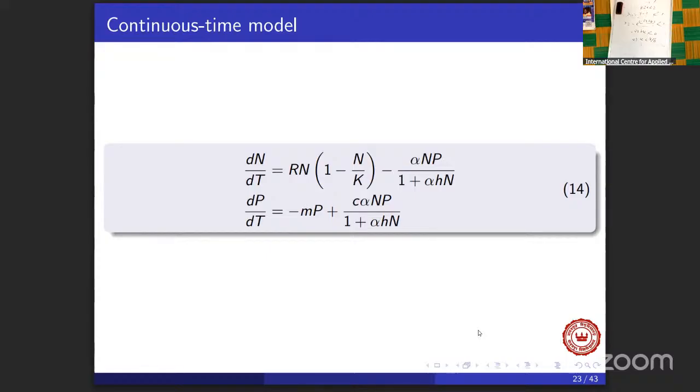The predator functional response, and here the term C is the food conversion efficiency, because the amount C is never 1. If we consume any food, not all of this food is required for us; somewhere it is destroyed. So C is always less than 1. And now this continuous system, we discretize the system.